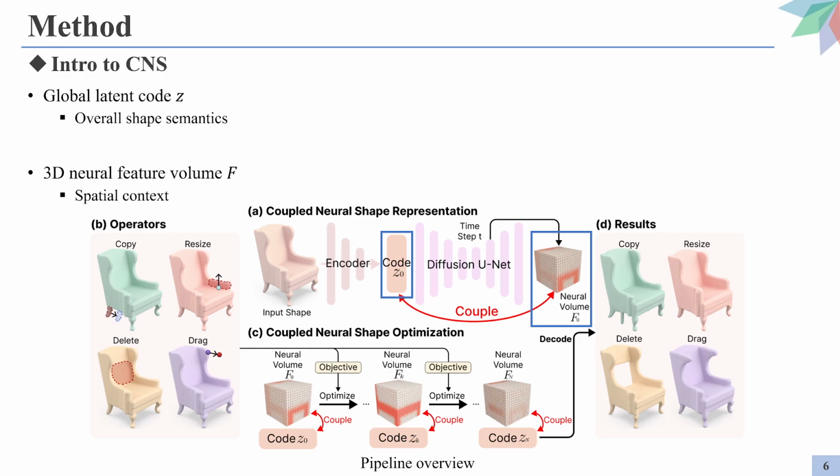First, we define what a CNS is. CNS is a combination of a global latent code Z and the 3D neural feature volume F. The global latent code Z encodes the overall shape semantics, whereas the 3D neural feature volume F encodes the spatial context to associate with specific spatial changes in the shape that the editing operation targets. We will now take a step-by-step approach to find out how these components are generated.